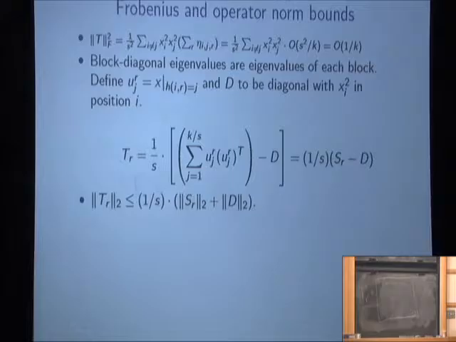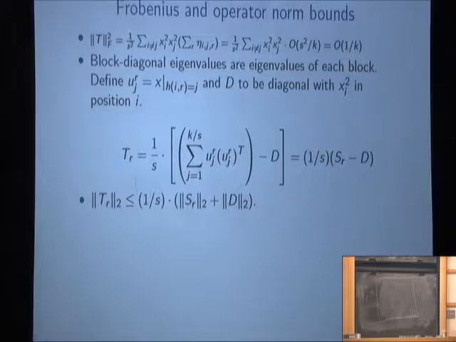So the point is, I have these s chunks. Each one is of size k over s. There are k over s locations. And let's say I have my five-dimensional vector, where 1 and 4 happen to map to the first location. 2 and 3 map to the fourth location. And 5 is by itself in this location.